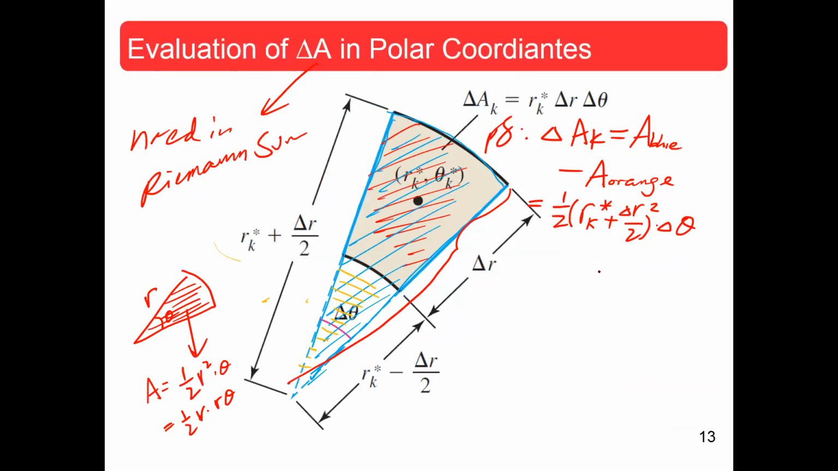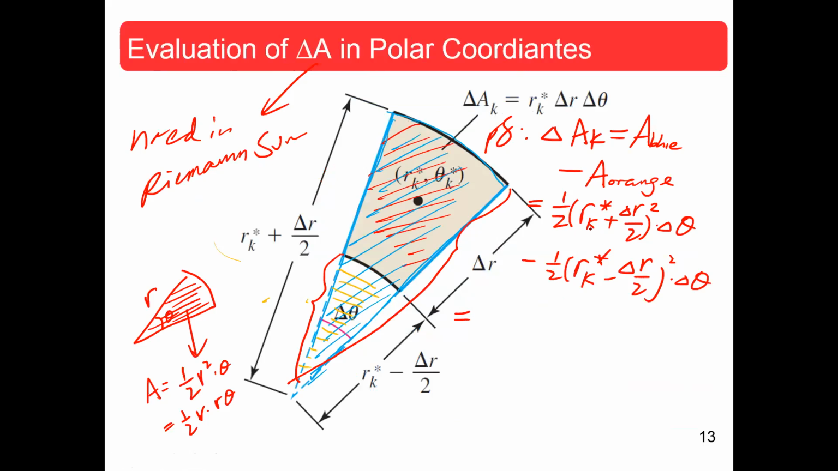Is that good? Yes. Subtract the area of the orange, which is the smaller region. So 1/2 its radius squared. Its radius has been shown here, which is r_k star minus delta r over 2. It's very easy to derive this part. So r_k star minus delta r over 2, squared, times the angle delta theta. That will give us the area of the shaded region that we're interested in knowing.